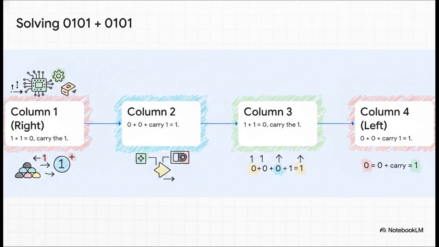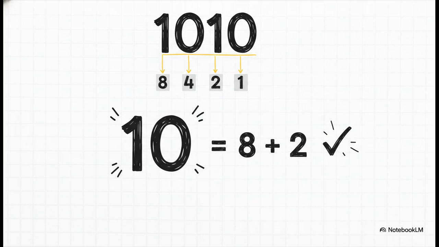First column on the right, 1 plus 1. Okay, that's our special rule. The answer is 0, and we carry a 1. Next column, we have 0 plus 0 plus that 1 we carried over. That gives us 1. Third column, it's 1 plus 1 again. So that's 0, and we carry the 1. And in the very last column, it's 0 plus our carry, which is 1. And there's our final answer, 1010.